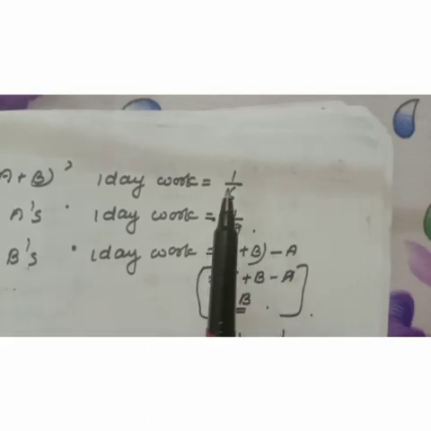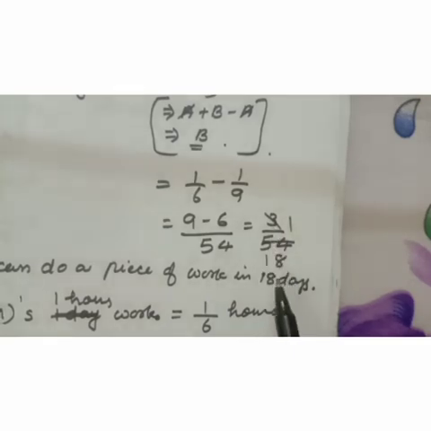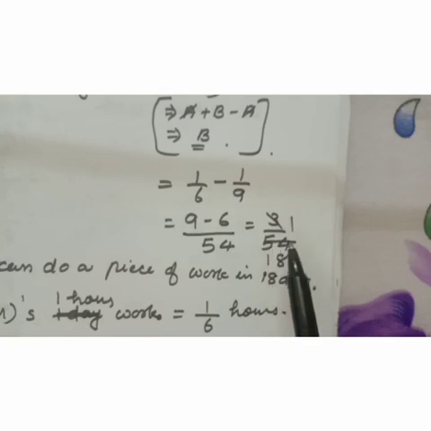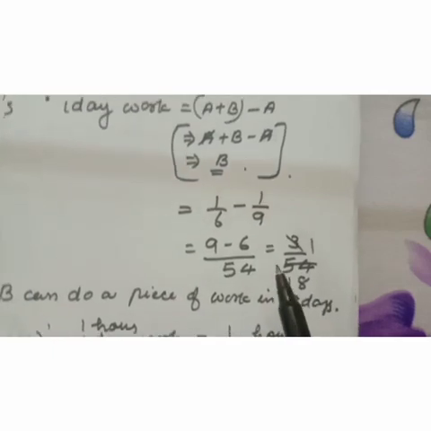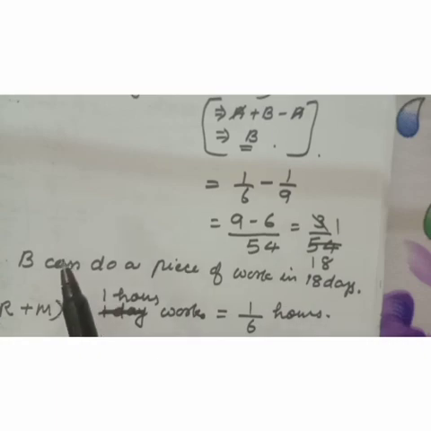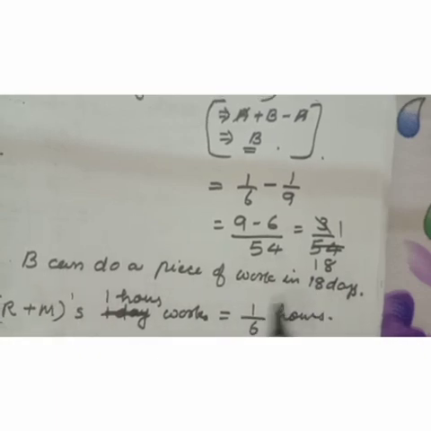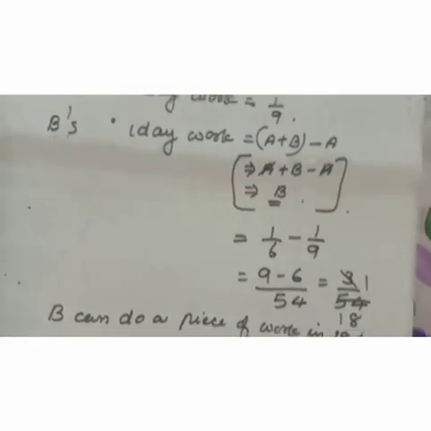So A plus B you know is 1 by 6 and A you know is 1 by 9. Take LCM and solve it, you will get 1 by 18. 1 by 18 work B will do in 1 day. So take reciprocal. Then 18 days are needed to complete the work. B wants 18 days. Clear?